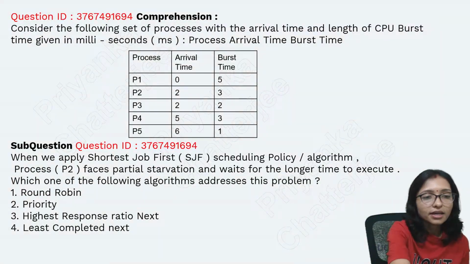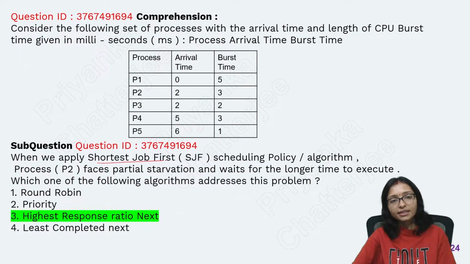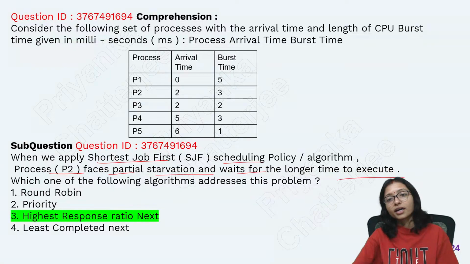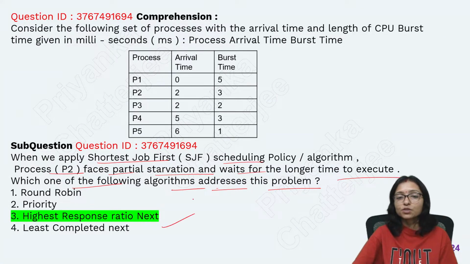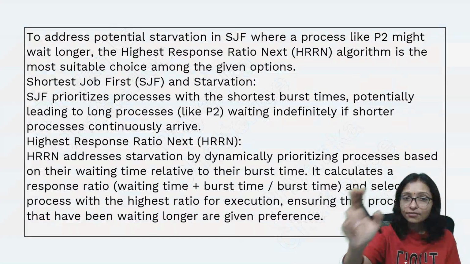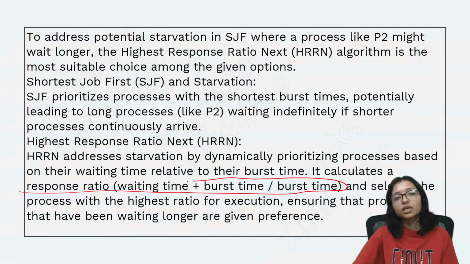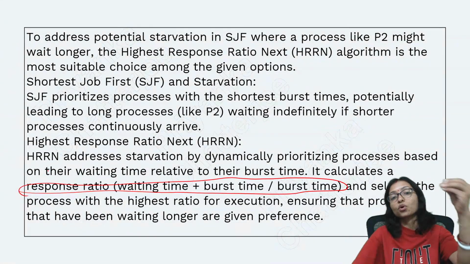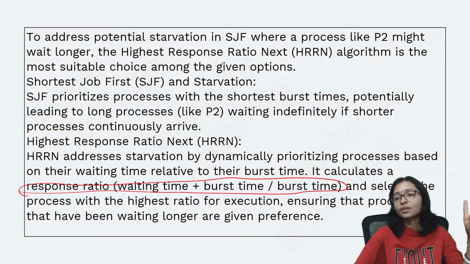Yes. Here is the question you can see. When we apply the shortest job first scheduling algorithm, process P2 faces starvation and waits a longer time to execute. Which one of the following algorithms addresses this problem? This is solved by highest response ratio next, because each and every time we focus on the response ratio. According to the response ratio, whichever is more, we choose that one. That's why the starvation will not be there.